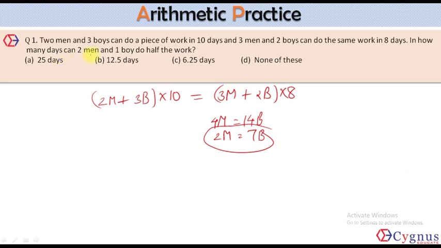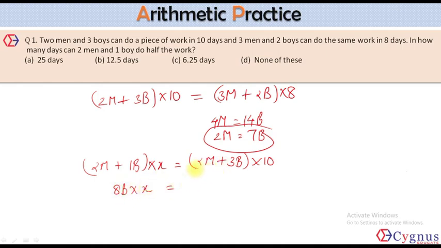In how many days can 2 men and 1 boy do half the work? Let's assume that the work is full. So 2 men and 1 boy will take x days. Let's equate this with any of these terms, either the first case or second case. If you equate it with the first case, this becomes 2 men plus 3 boys and 10 days. These 2 men can be replaced by 7 boys, so effectively this group will have 8 boys. 8 boys will take x days.